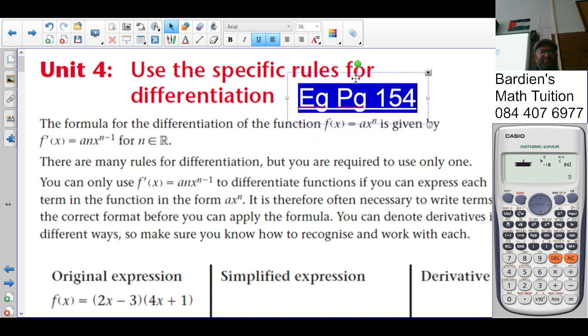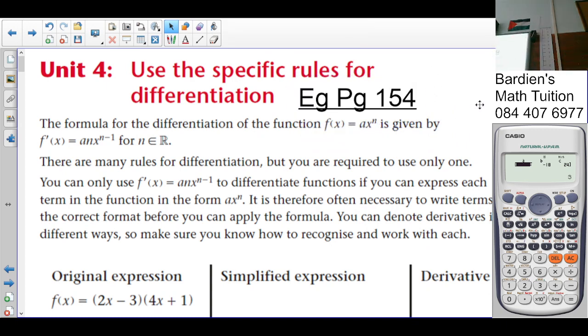Okay, so let's read what they are telling us here. The formula for differentiation of a function f of x equal to ax to the exponent n is given by f prime x equals. So what did we say earlier on? We take the exponent and multiply by the coefficient. So a times n is na, so f prime x equals na x to the n minus 1. Again, we're just taking the exponent, multiplying it by the coefficient, and you subtract 1 from the exponent on the x. That's it.